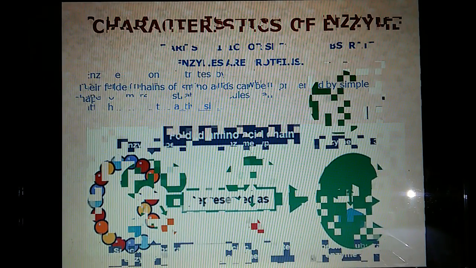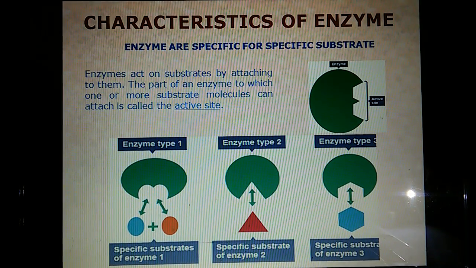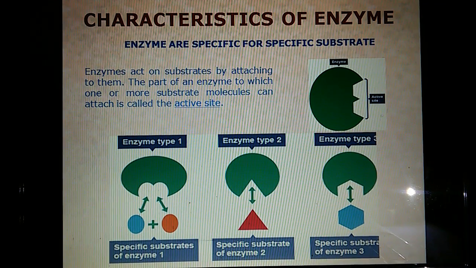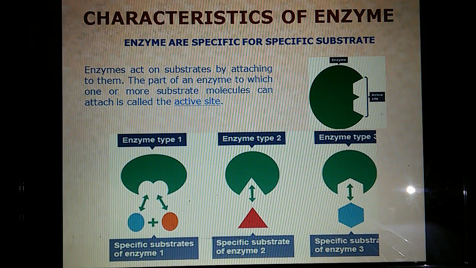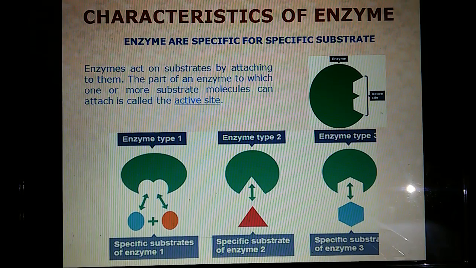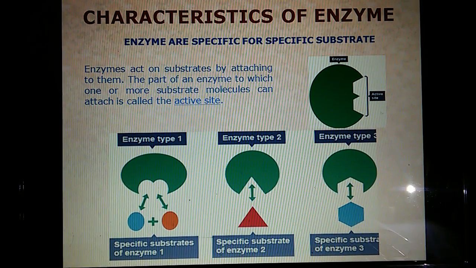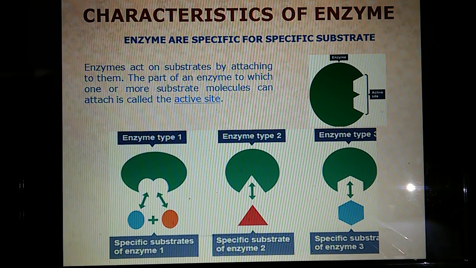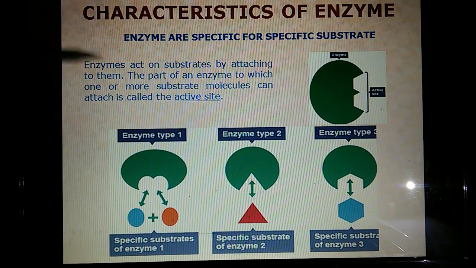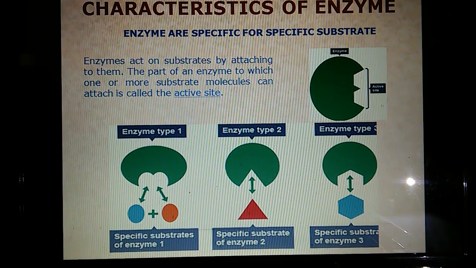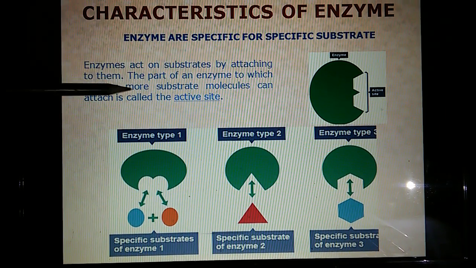Now the second characteristic of enzymes. Enzymes are specific for specific substrates. This specificity depends upon the shape of the enzyme. Enzymes act on a substrate by attaching to them. The part of the enzyme to which one or more substrate molecules can attach is called the active site.